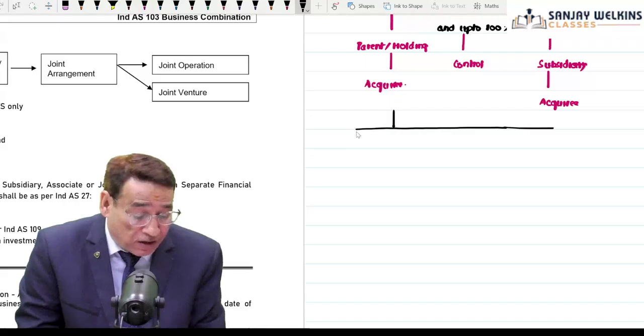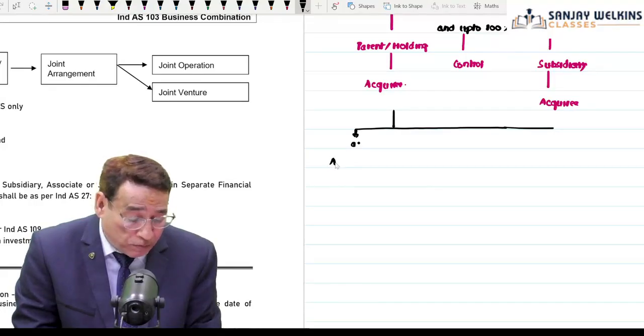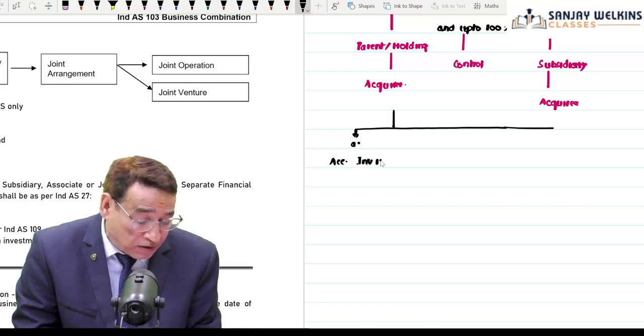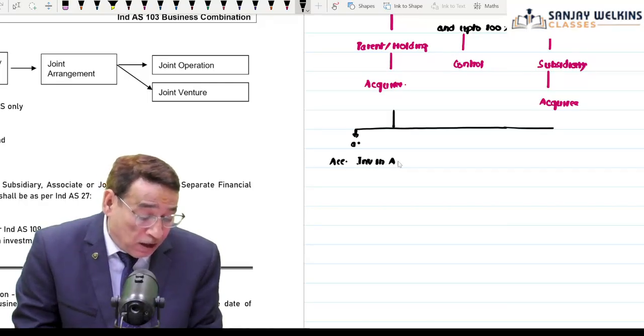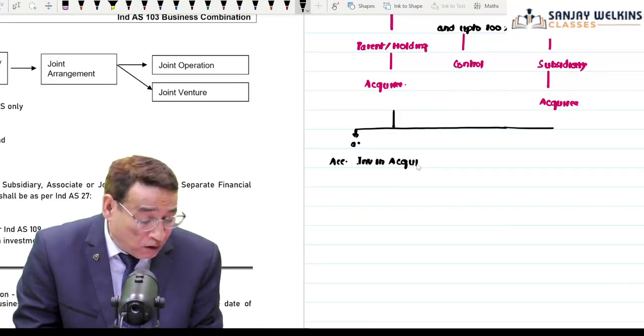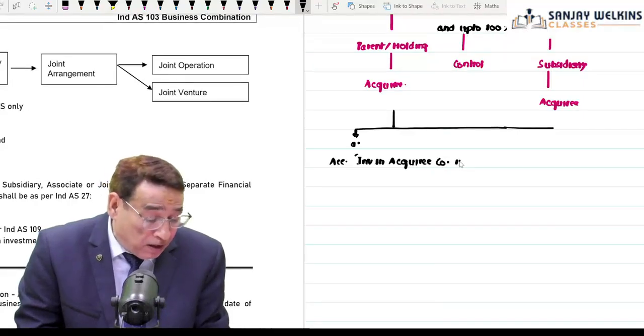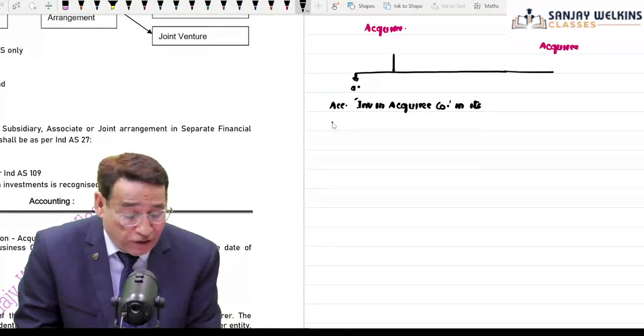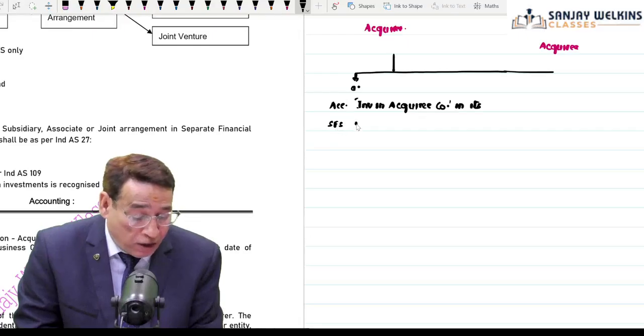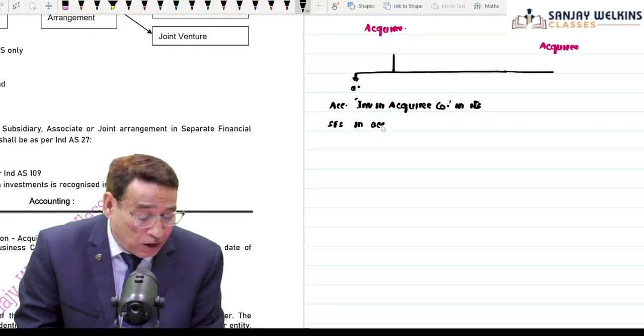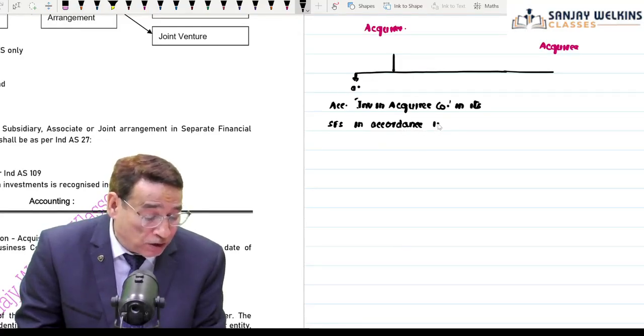So the investor entity will account for its investment in the acquiree company, or investment in the subsidiary company, whatever you may like to write, in its separate financial statement, correct? In accordance with Ind AS 27.